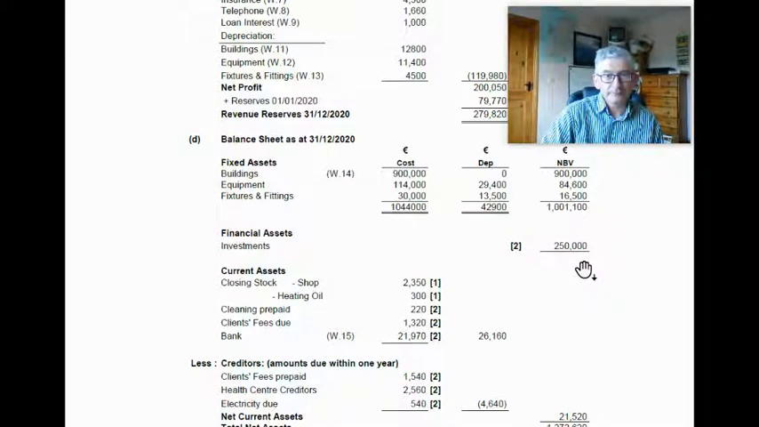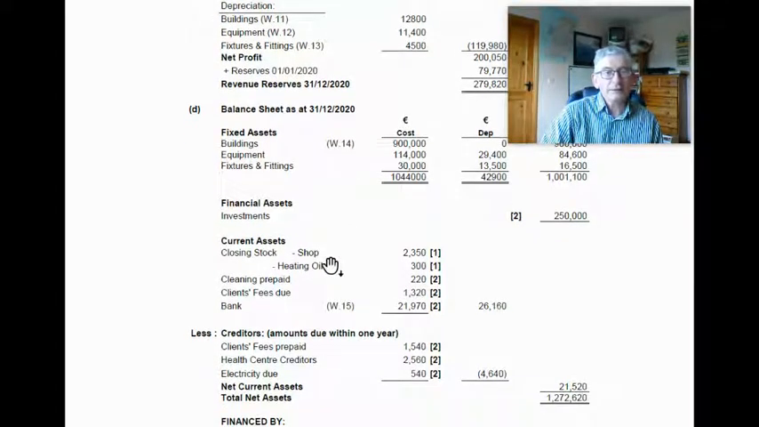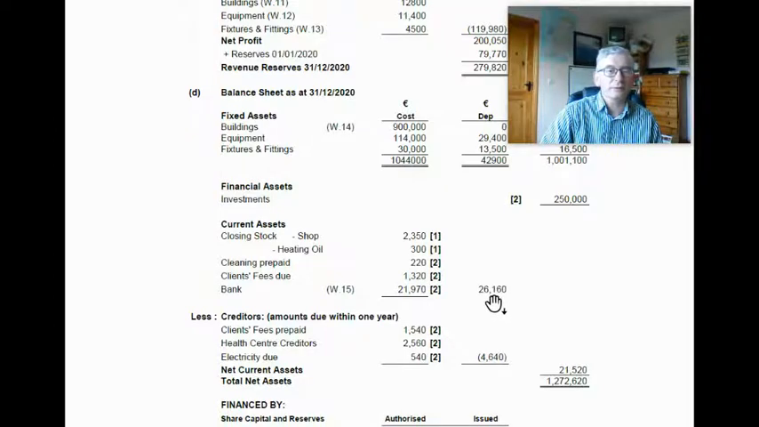100. I'll say that again. That figure in here is 1,251,100. Then we have our current assets. Our closing stock for the shop is 2,350. Heating oil is 300. Our cleaning prepaid is 220. Our clients' fees due at the end of the year 1,320. And the new bank balance is 21,970. So that gives us 26,160.